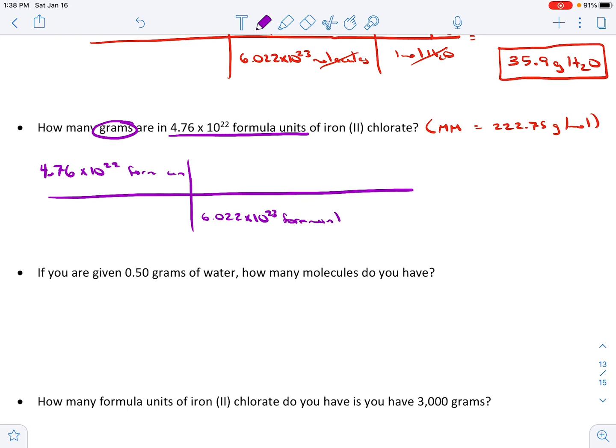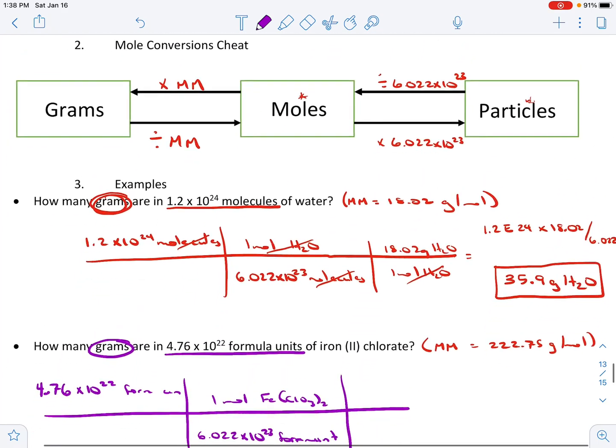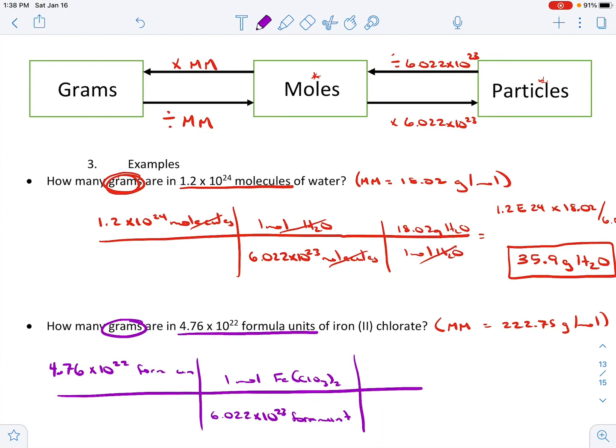Oh man, that's getting all mixed up, but something like that. It looks close. All right, and then 1 mole of our iron 2 chlorate. Okay, now we're at moles. If we're back up here, we're at moles. We're in the middle here.